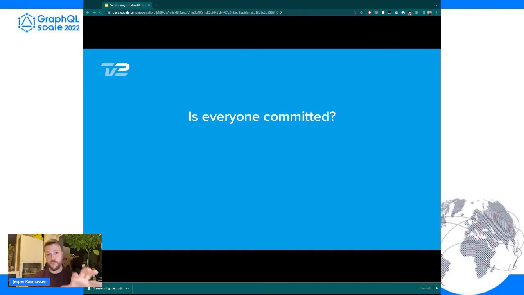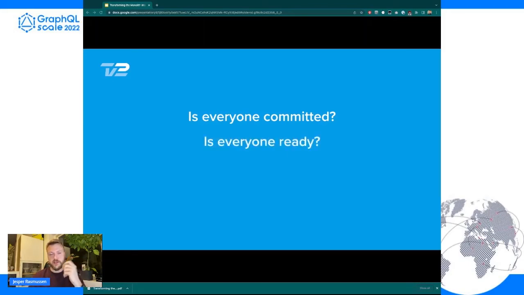So first thing, is everyone committed? If you're a single team inside your organization and you're doing GraphQL and you love it, and you want to spread that, do the other teams that are supposed to deliver to your API or provide data through your API love it as much as you do? Or is everyone actually having the backup from management to go GraphQL across multiple services?